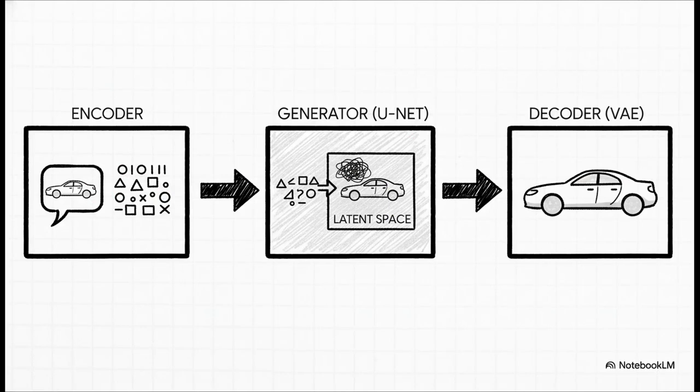First up, you've got the text encoder. Think of it as the universal translator. It takes your words and turns them into a numerical language the AI can actually understand. Next, you have the image generator. This is the artist.